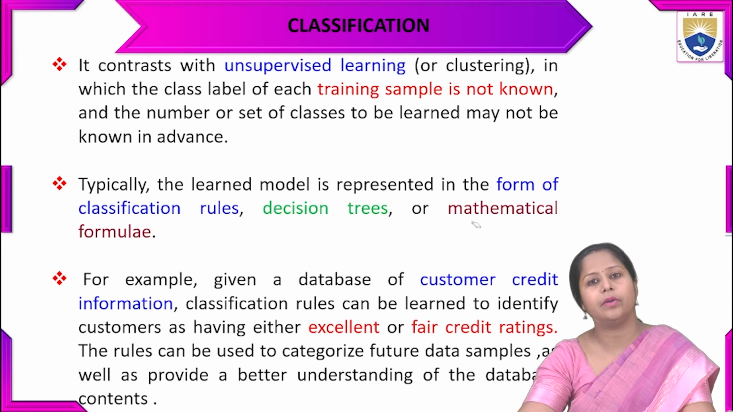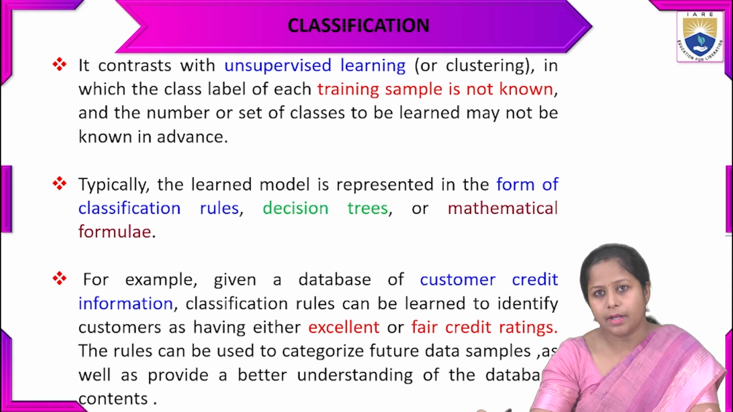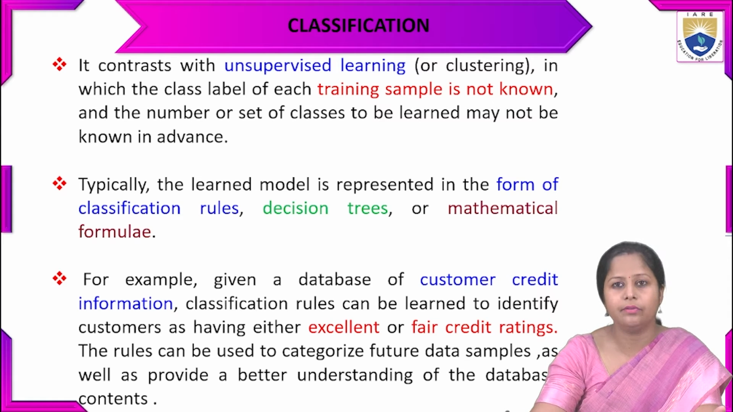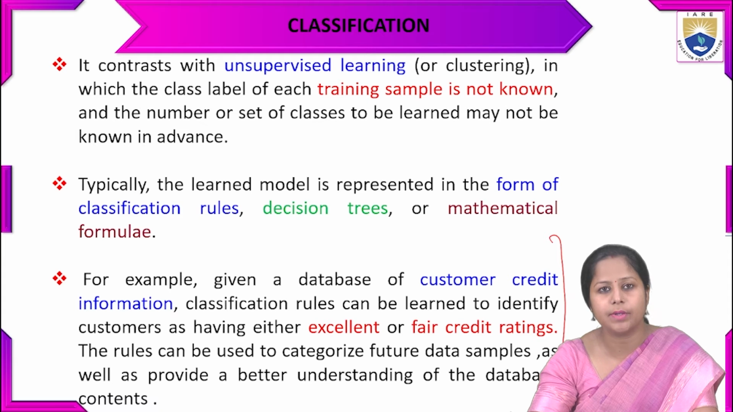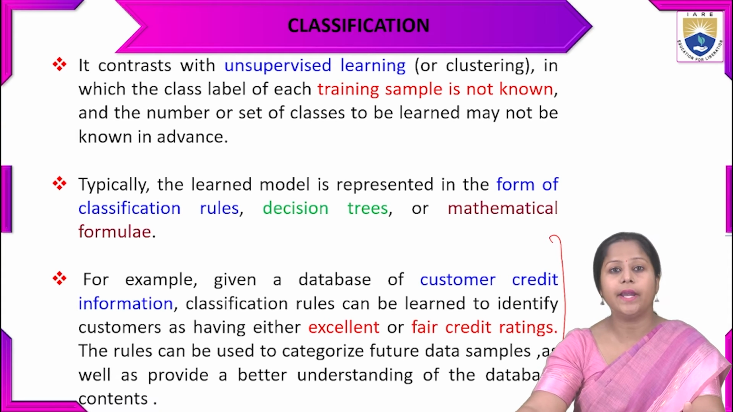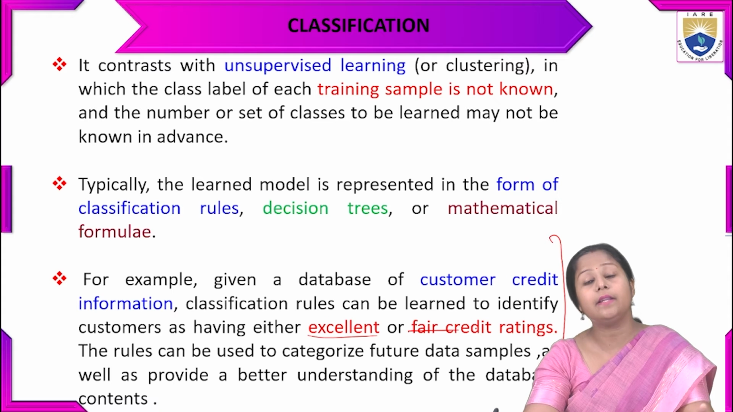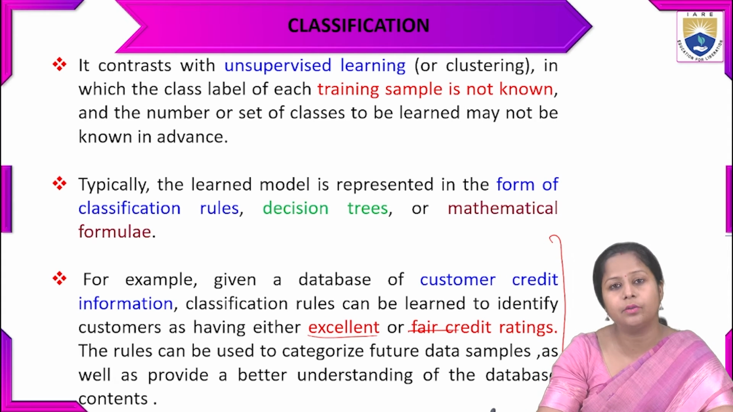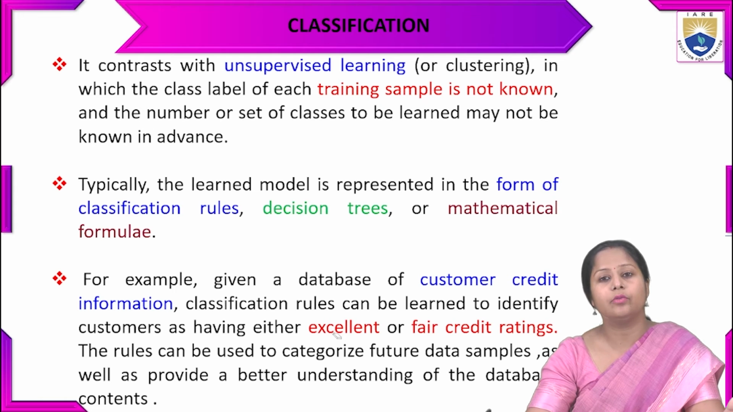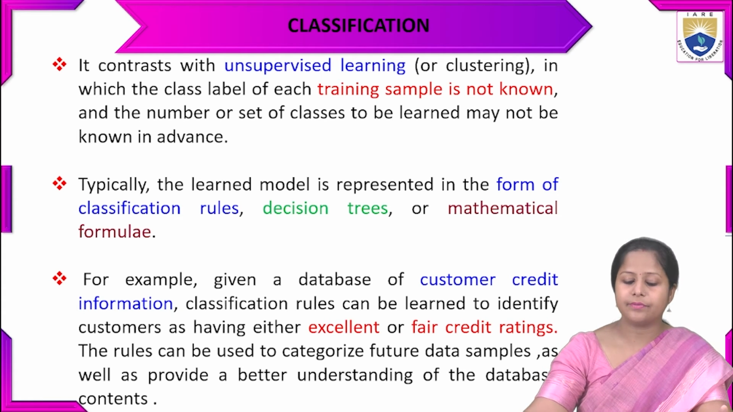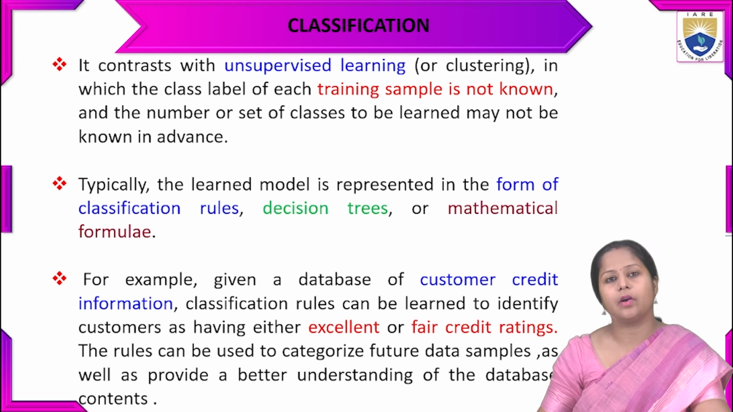For example, given a database of customer credit information, the classification rule can be learned to identify new customers, new class levels. That will be classified into two or three forms. So the credit rating can be excellent, fair, or poor. The prediction is going to classify into these two or three credit ratings. So we can write rules for that. The rules can be used to categorize future data samples, as well as to provide a better understanding of the model that is in the database contents.